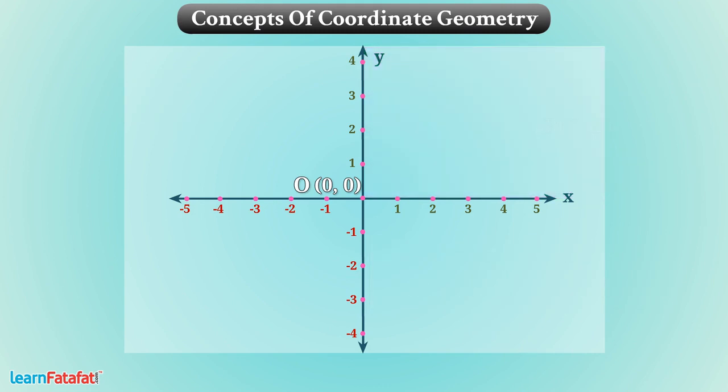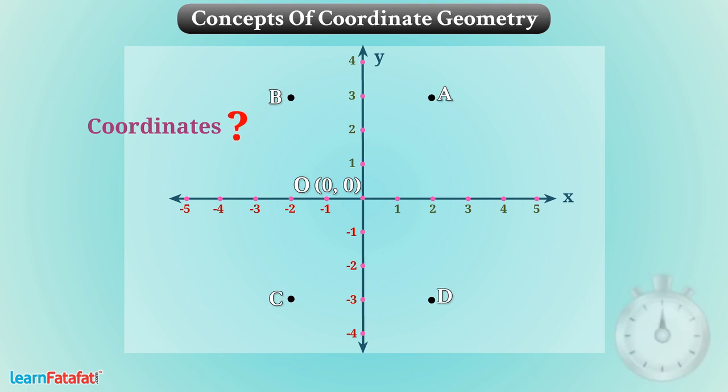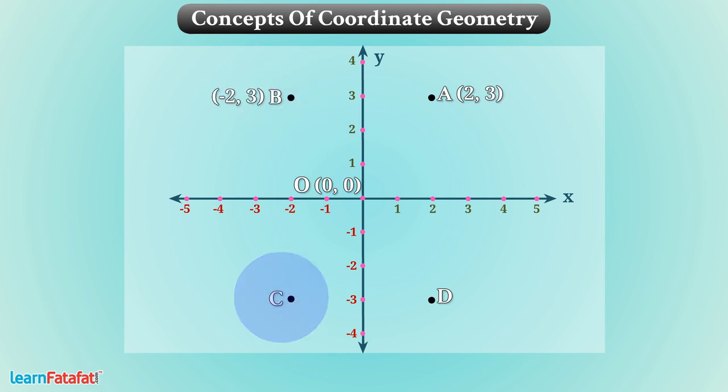Now, can you write the coordinates of the given points? Pause this video and try yourself. Let me tell you. The coordinates of point A are (2, 3). The coordinates of point B are (-2, 3). The coordinates of point C are (-2, -3). And the coordinates of point D are (2, -3).